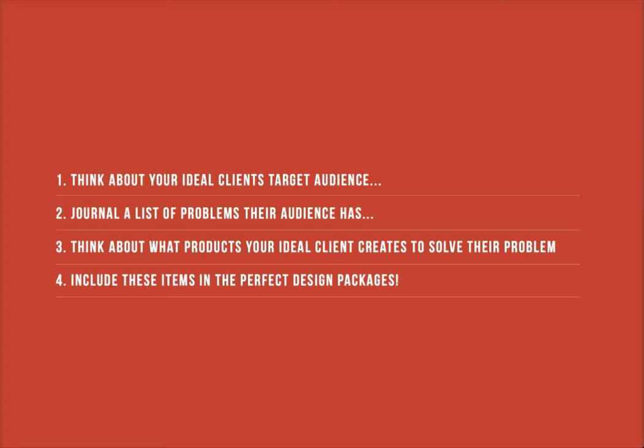So, number 1, think about your ideal client and think about their target audience. So, sit back and have a look at Sarah on your wall. Sarah is my ideal client, and think about who she wants to work with. Number 2, journal a list of problems their audience has. Number 3, think about what products your ideal client, Sarah, creates to solve their problems. And then finally, the last point that brings it all together with a nice neat bow is include these items in the perfect design package for your ideal client.